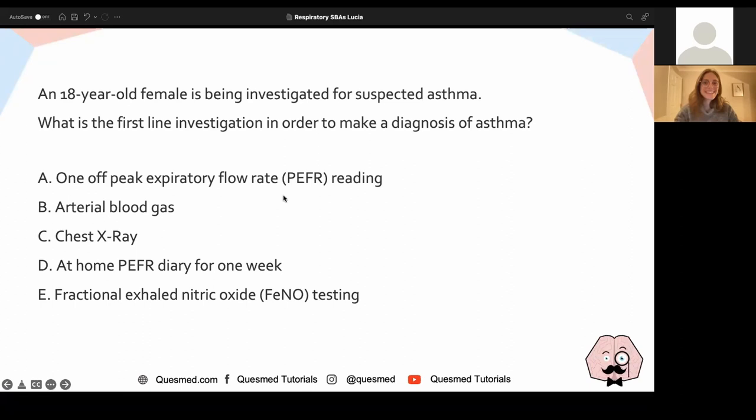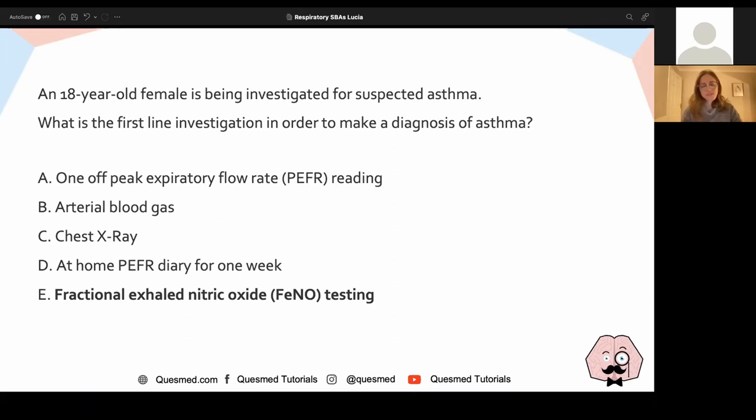So this has caused a little bit of debate. In fact, this is what NICE recommends. Your first line investigation for asthma is FeNO, so measuring the fractional exhaled nitric oxide.